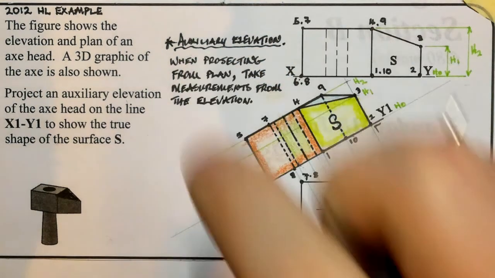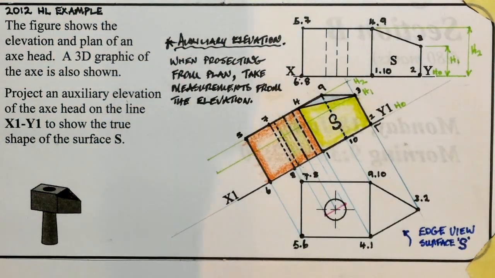Now, if we were doing an auxiliary plan view, it would be the opposite. You would project from elevation and take the measurements from plan. That would be the opposite way around. However, this is what we had here today.